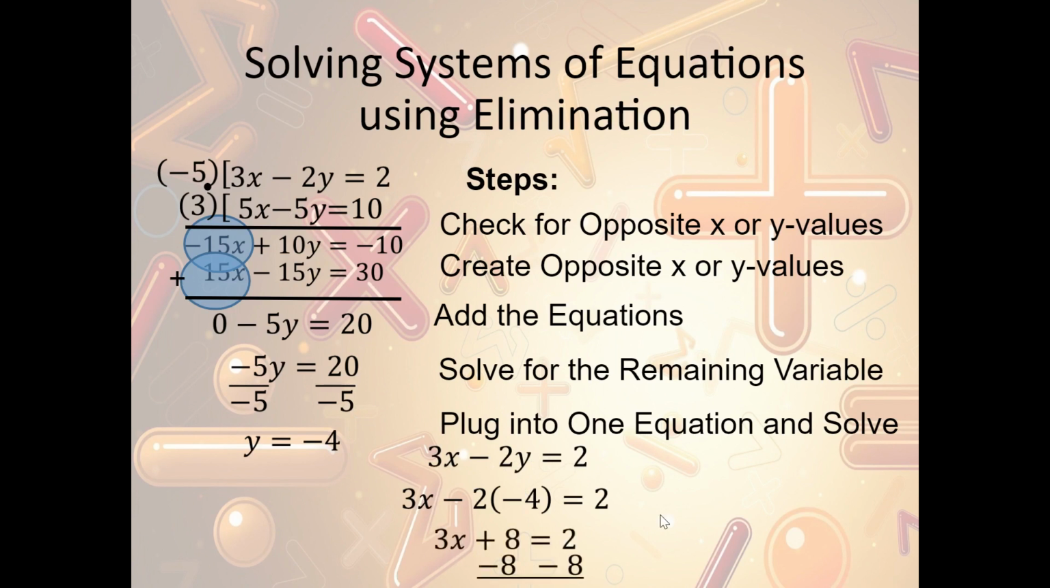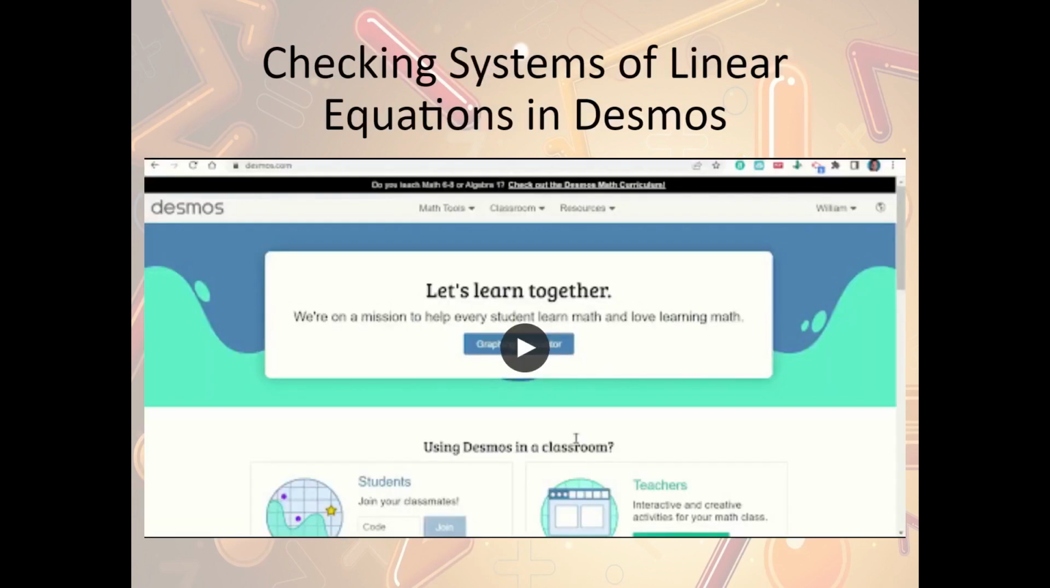Subtract 8 from both sides. And we're left with 3x is equal to 2 minus 8 is -6. Divide both sides by 3, and we get x is equal to -6 divided by 3 is -2. Now there's a video here that shows you how to check systems of linear equations in Desmos. So go ahead and watch that video.